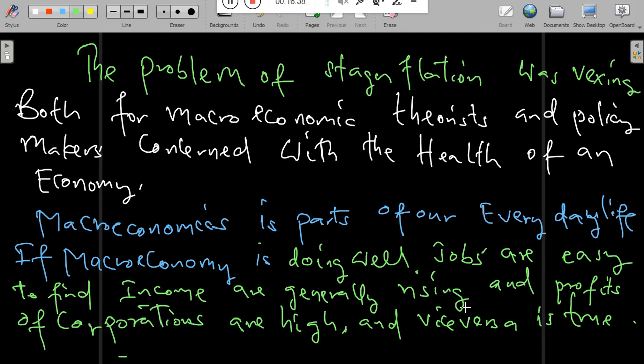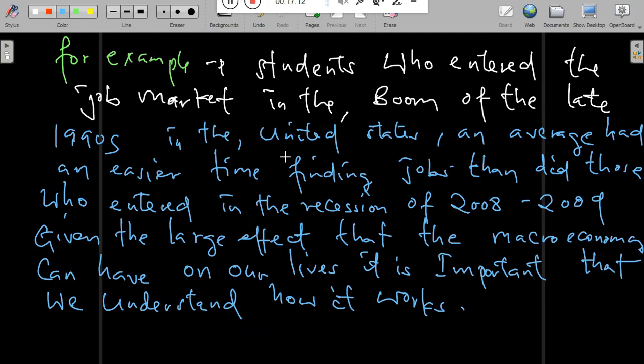Macroeconomics is a part of our everyday life. If the macroeconomy is doing well, jobs are easy to find, incomes are growing, and the profits of corporations are high, and vice versa. If the economy is doing badly, jobs are not easy to find, and incomes are low as well.